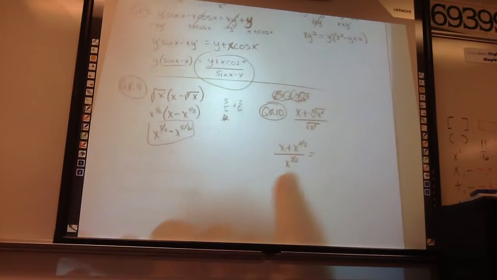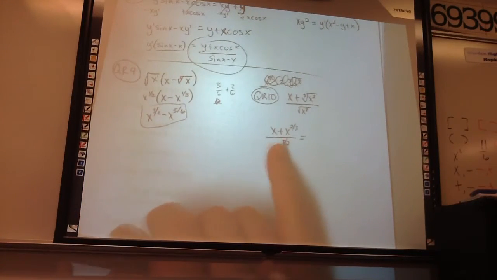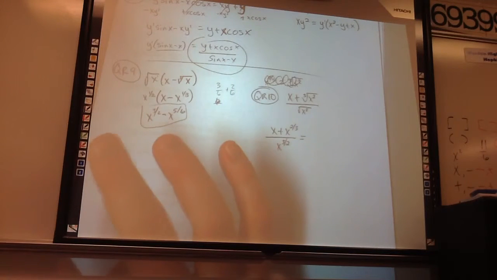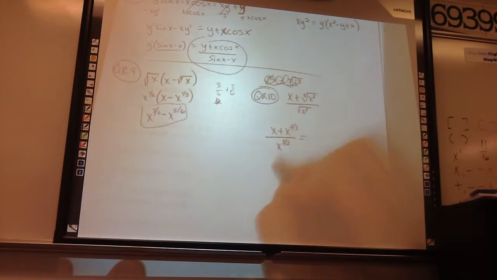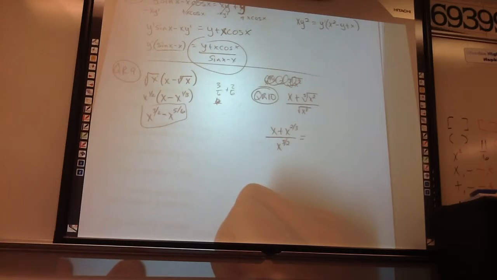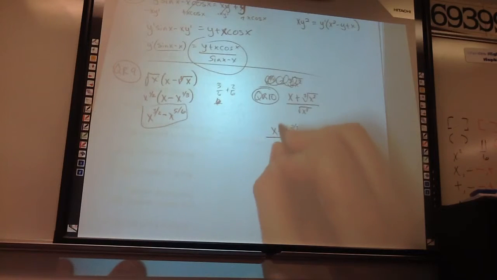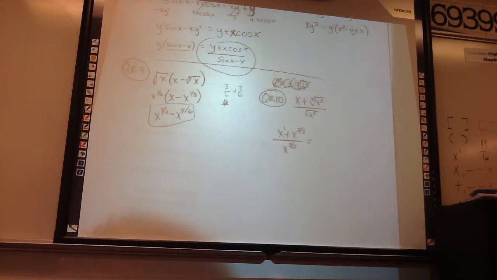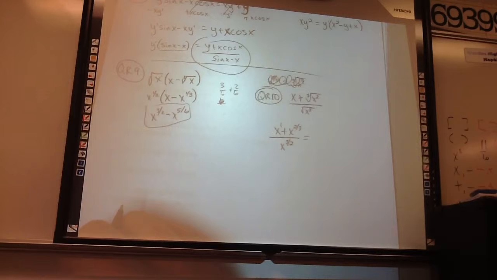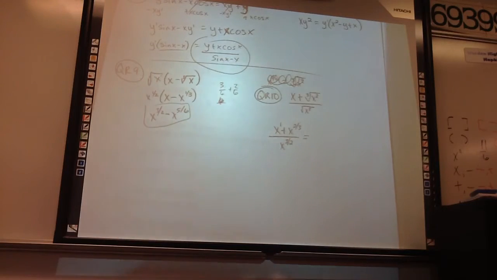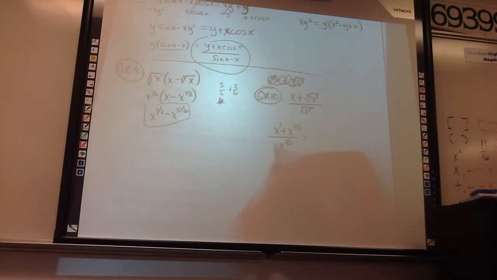What would you do next? I would do 6s. Plus x to the 4/6. Would you divide both by x to the 3 halves? Okay. When you divide, what do you do with powers? Subtract. So you have 1 minus 3 halves, or 2/2 minus 3/2, which is negative 1/2. Well, then what are you going to do with the other one? You have to change that one to 6s.